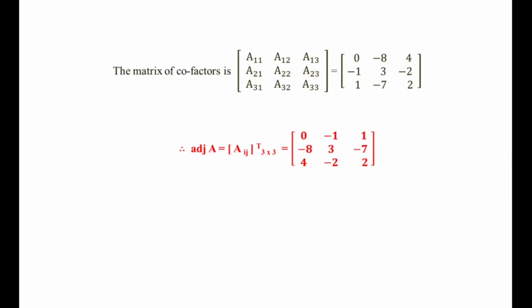So in this way we can find the adjoint matrix of a given matrix. First we have to find the minor, then the cofactor, and from the cofactors we find the cofactor matrix. Then we take the transpose of the cofactor matrix, and that obtains the adjoint of A.